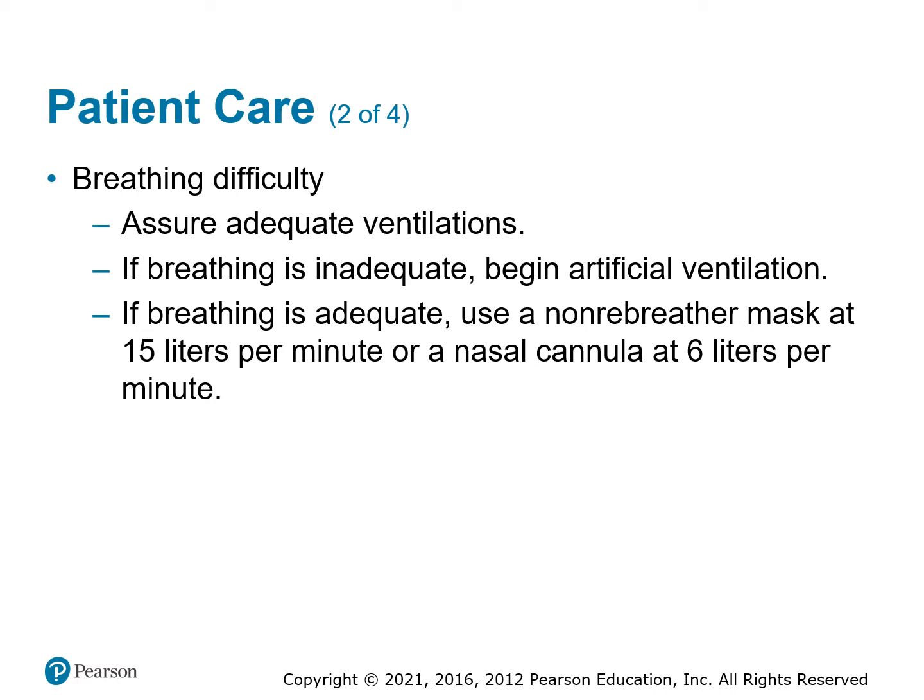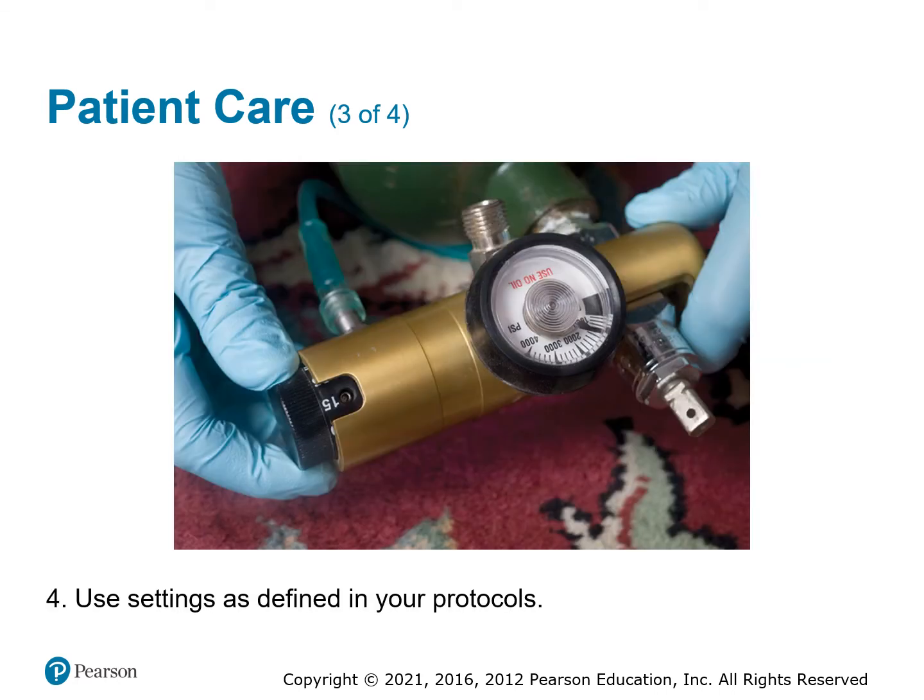If they're breathing adequately, they have the ability to suck air in. They just don't have the ability to use the oxygen that's there. Give them some more. Give them a non-rebreather by mask at 15 liters or nasal cannula up to 6. So give them a little extra oxygen because we know they can pull it in, they just can't get enough out of it. Set your dosage based on what your protocols are. My preference is 15 for non-rebreathers, 6 for nasal cannula. That way you don't have to go back and forth and try to figure out.